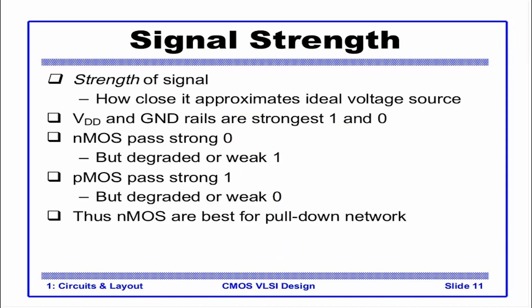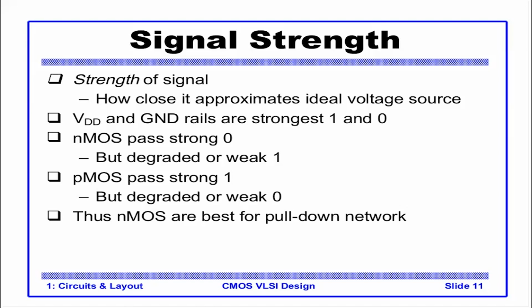Now let's come to signal strength. The strength of the signal. Now let's say you have a network of gates. A typical VLSI chip contains billions of transistors. Billions of transistors means millions or hundreds of thousands of gates. A lot of gates are connected in a multi-stage network. That means there will be, let's say, an AND connected to OR connected to an inverter and so on.